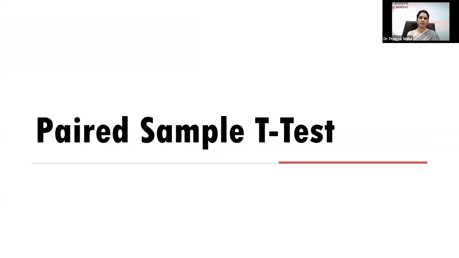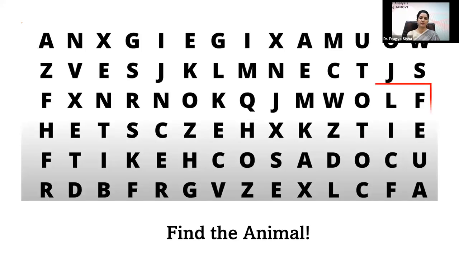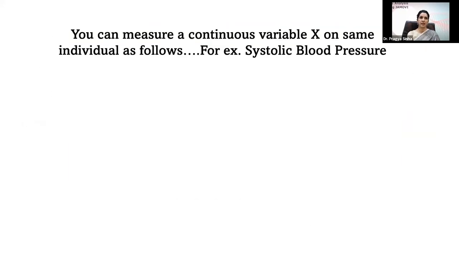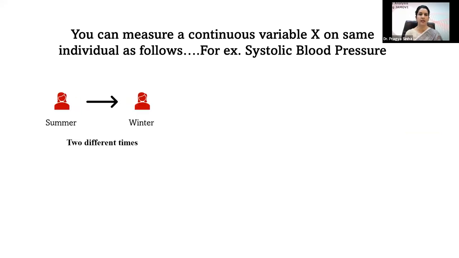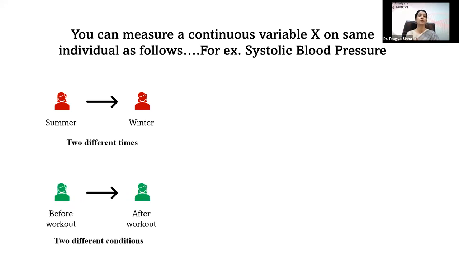Now coming to the paired sample t-test. In the paired sample t-test, we measure the continuous variable x on the same individual at two time points. Let's say we measure the systolic blood pressure in summer and winter. So I have got a paired value. You go by the name: paired t-test means a single individual, paired value. So I have measured one set of people or one group of individuals twice, maybe at two different time points. It may be under two different conditions, like I may measure the heart rate before and after.